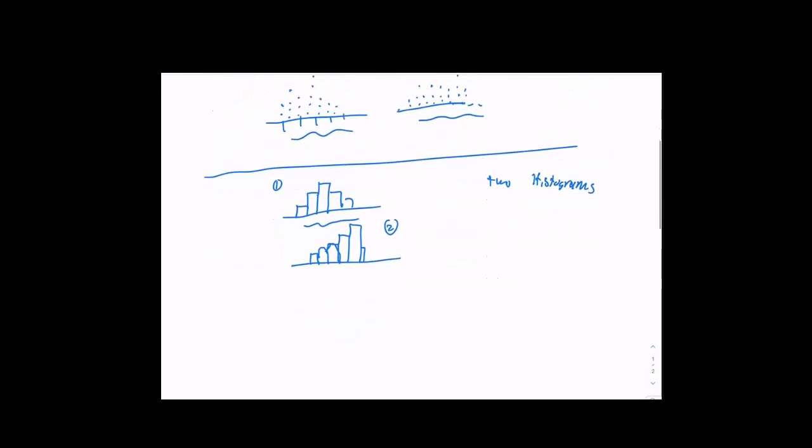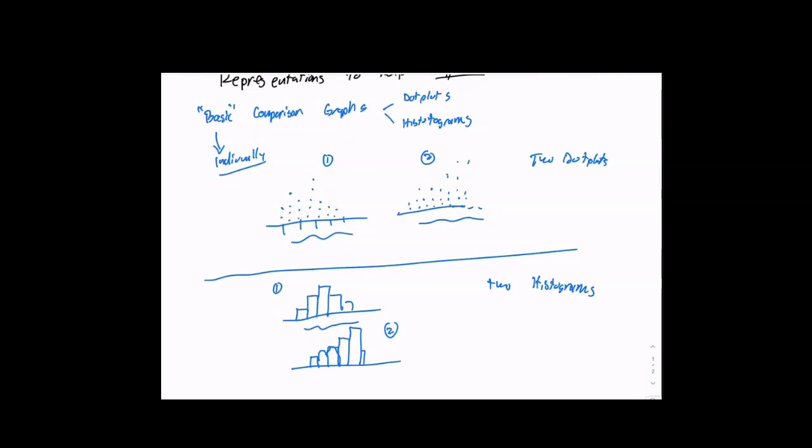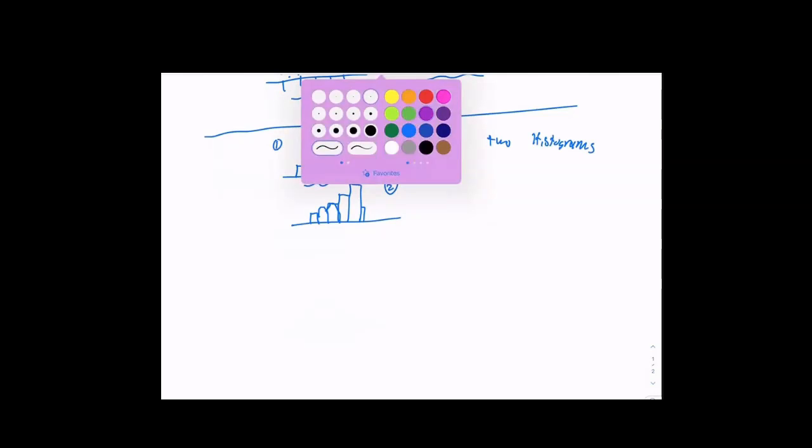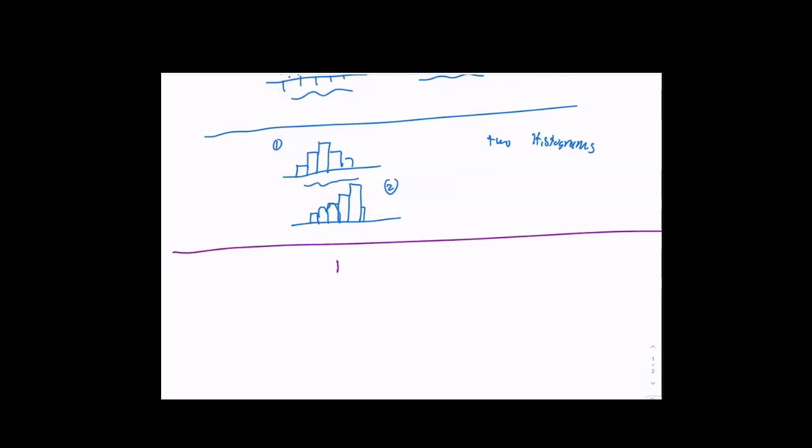So nothing really big in terms of properties. Basically you would be given these dot plots, you would be given these histograms. Parallel box plots.